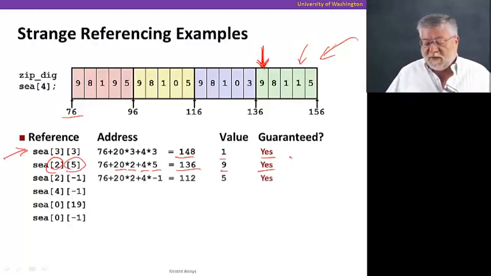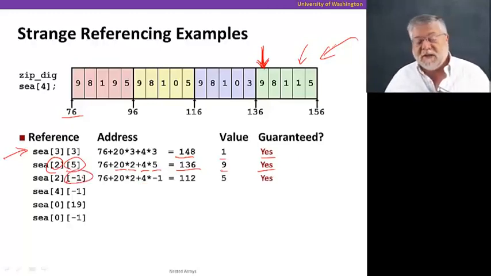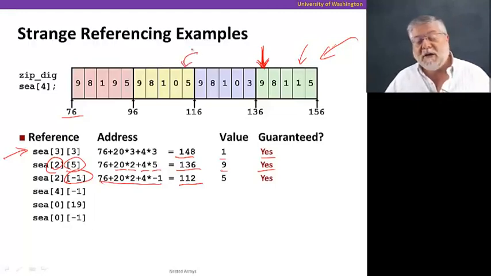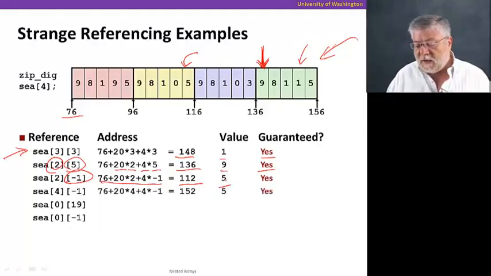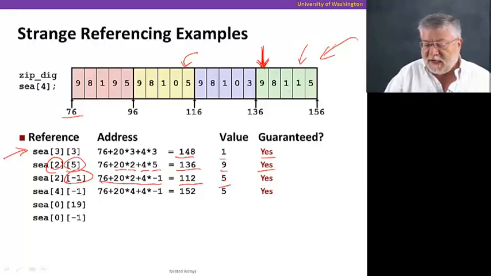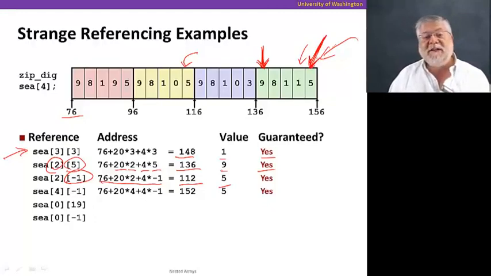Similarly with the next one, with a -1 for an index, which is clearly out of bounds, but the same address computation is done, this time yielding 112, or 1 before our row of interest. And the value there is 5. And again, that's guaranteed because of the row major organization. When we do C[4][-1], that's again a little bit out of bounds. We've gone beyond the memory, but because of the minus 1, we yield an address of 152, which is this location here, and the number 5 is guaranteed to be there.